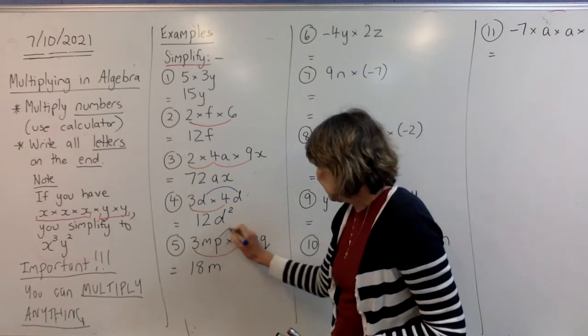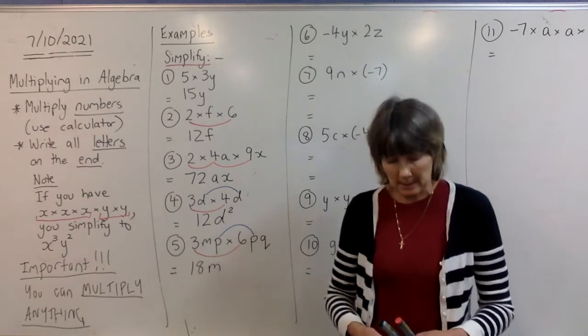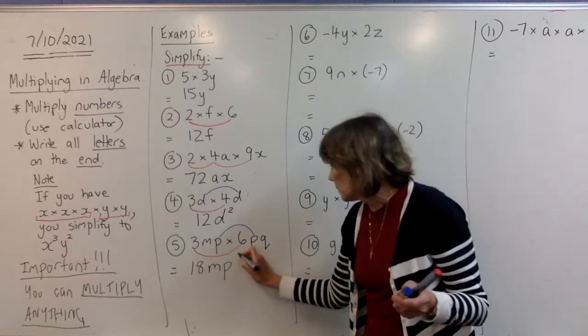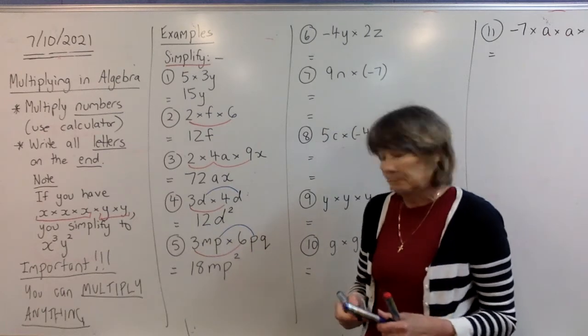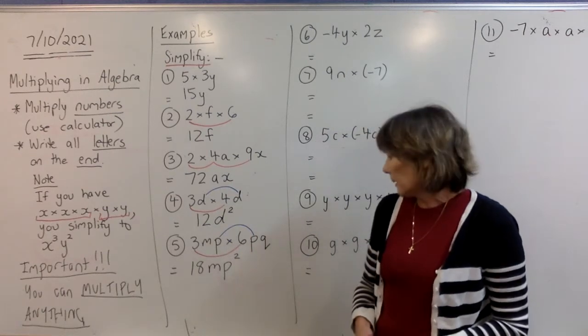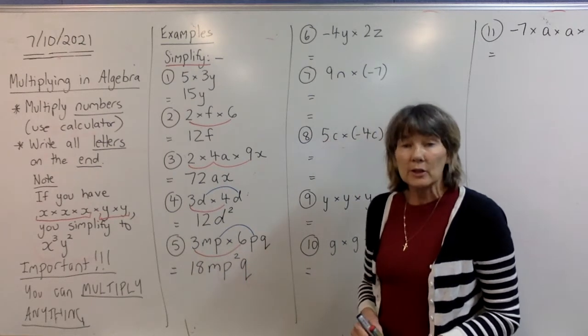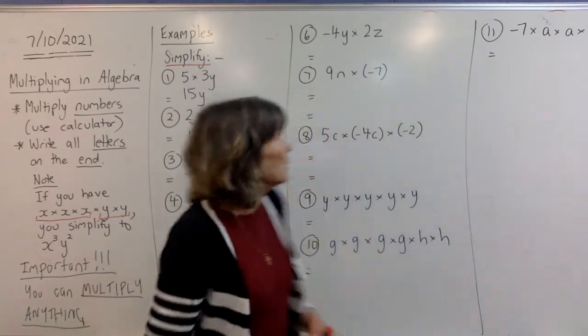Now if you look here, we've got 2 P's. So we're going to write P down, but we've got 2 of them, you put the little squared at the top. And the last letter in alphabetical order is Q, so we'll now write that down. And that's your answer. Let's have a look at number 6.